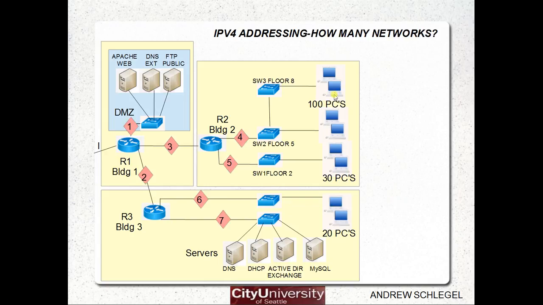Okay, so let's just make sure this is clear. How many networks are there? Not excluding this one, because we're not dealing with that at the moment. So you have one here that goes to the DMZ. Each branch of the router is a network. 2, 3, 4. 4 includes all of this here. Okay. 5, that includes all of this. 6, that includes all of that. And 7 includes all the servers.